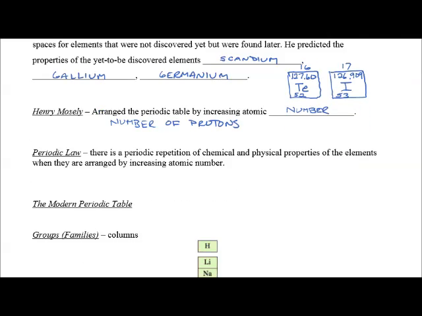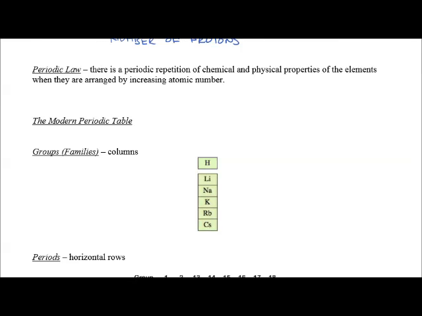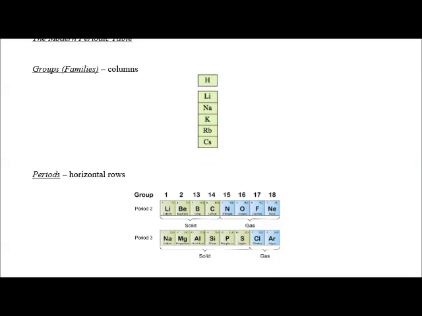In the periodic law, there is a repetition of chemical and physical properties of the elements when arranged by increasing atomic number. So our modern table has groups, which are vertical columns, which are chemically similar to each other. And we have periods. Periods are horizontal rows. And we're going to see this chapter that there's a repetition in properties as we go across a period from left to right.